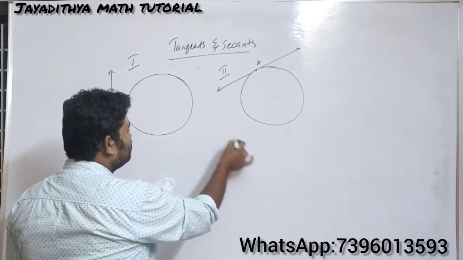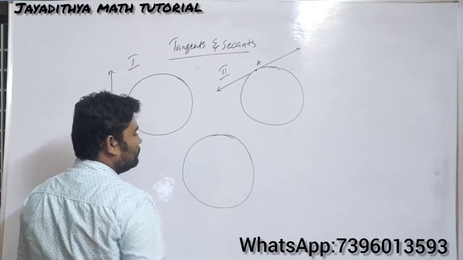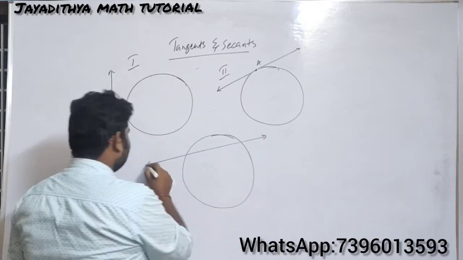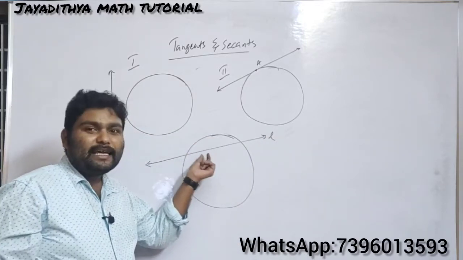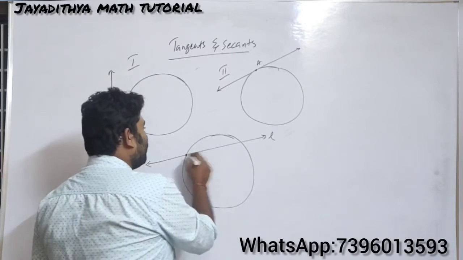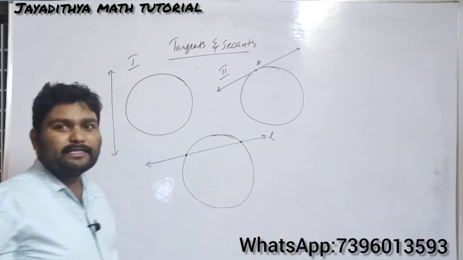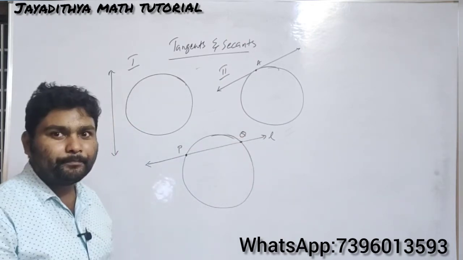And what is the third possibility? The third possibility will be in this manner. Now you can guess it. It can be like this. So the line can be like this. This line is passing through the circle, or cutting the circle at two different points here. Let us take the points as P and Q now.